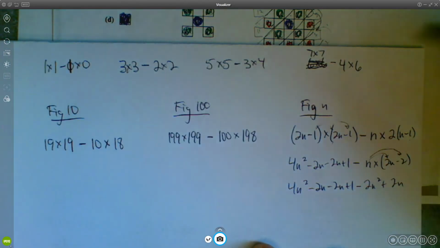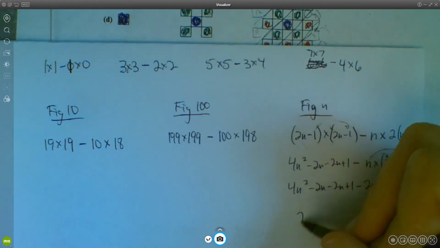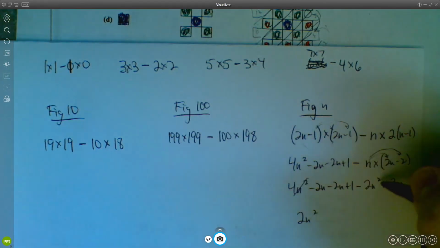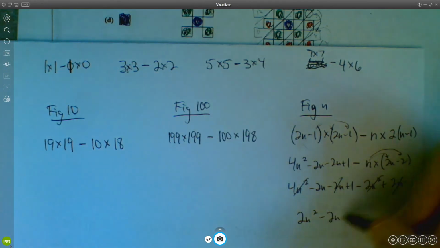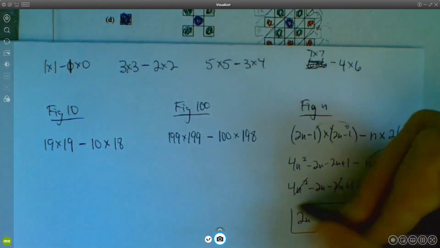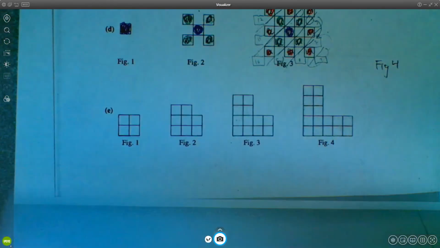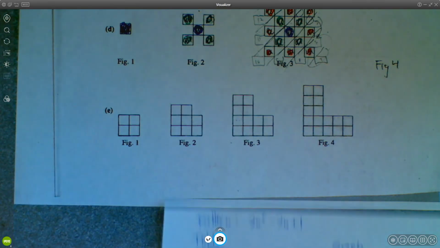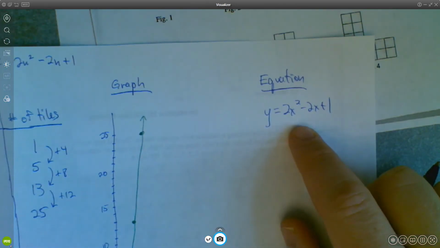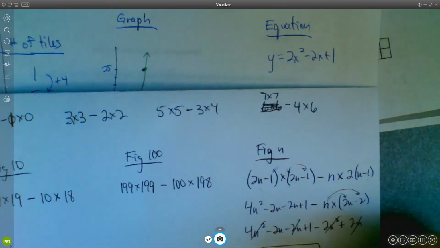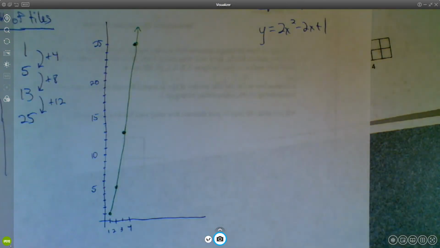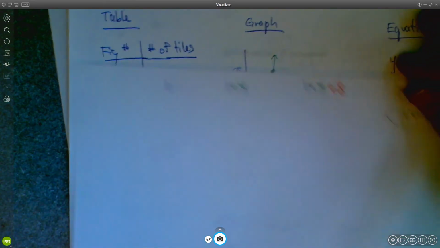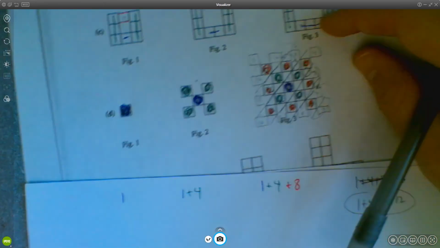Let's combine our like terms now. 4n squared minus 2n squared is 2n squared. Negative 2n minus 2n plus 2n is just going to be negative 2n, and I've got a plus 1 left over. Sure enough, right? That's the same number pattern that we came up with before, 2n squared minus 2n plus 1. So there you go. This way is almost impossible unless you think of it like this.